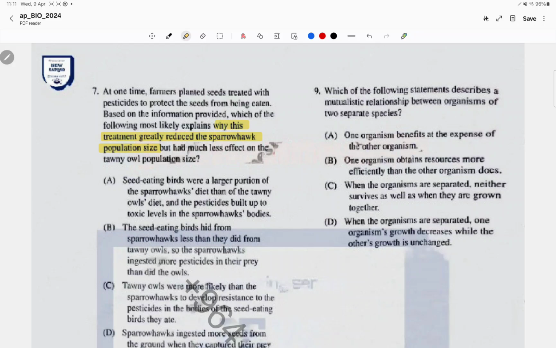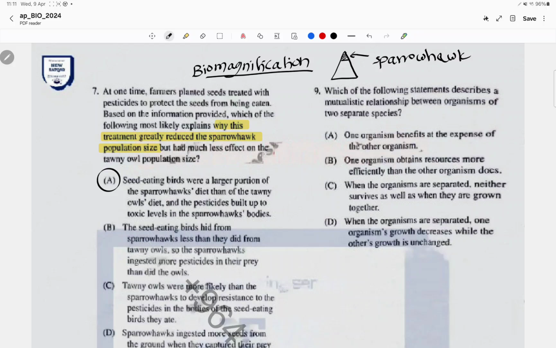Okay, so let's see. The seed-eating birds were a larger portion of the sparrowhawk's diet than of the tawny owl's diet, and the pesticides build up to toxic levels. Yeah, this is called biomagnification, which basically means that toxins, such as pesticides, build up as we go up the food chain, as we go up the trophic level pyramid. And if you're at the top of the pyramid, like a sparrowhawk, you will get most of the toxins. What happens is something like the eggs don't hatch in time, or the eggs basically break before the hatching time. And so that's going to be choice A. Okay.